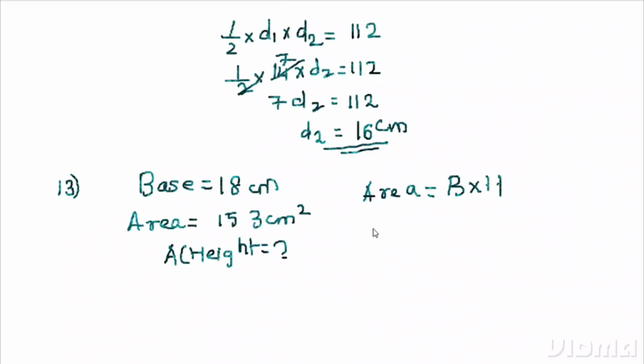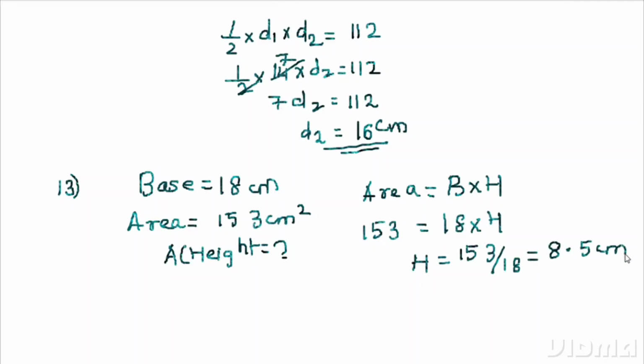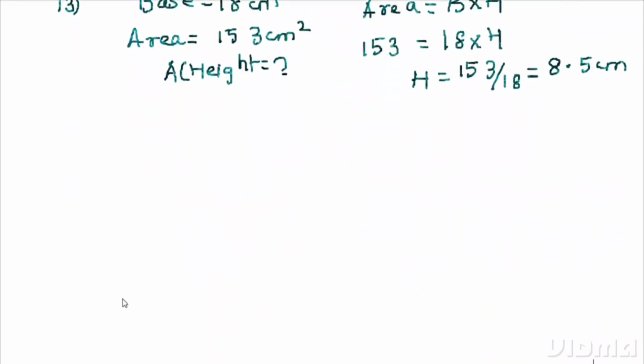So I have been given base and area. So let's substitute. Area is 153, base is 18, and height I don't know. So what is going to be my h? H is going to be 153 divided by 18. So when I do 153 divided by 18, this gives me 8.5 centimeter. So this is the height, or the distance of the given side from the opposite side. So let's move on to the 14th question.